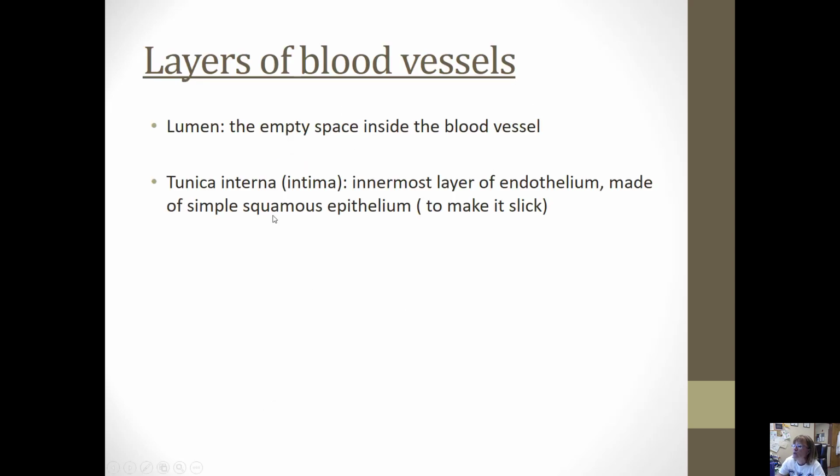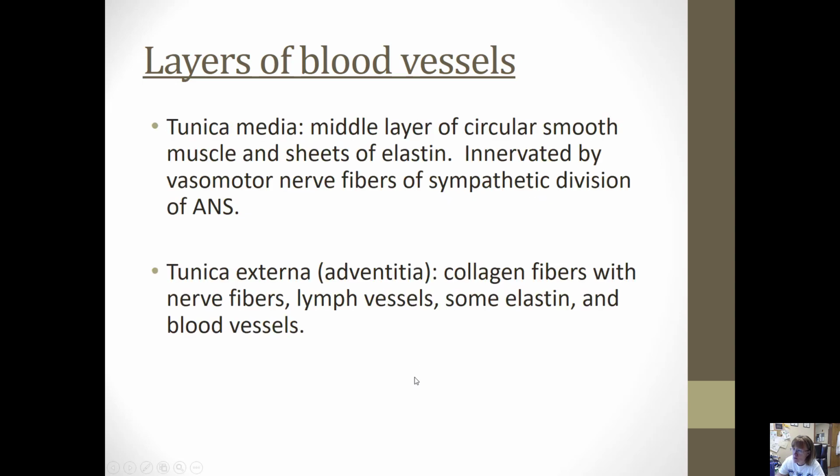Okay, so here is just a description of the blood vessel wall or layers. This is most important. We want good simple squamous epithelium, slippery, very tightly bound together with tight junctions, and no opportunity for the platelets to cling, as we saw in hemostasis.